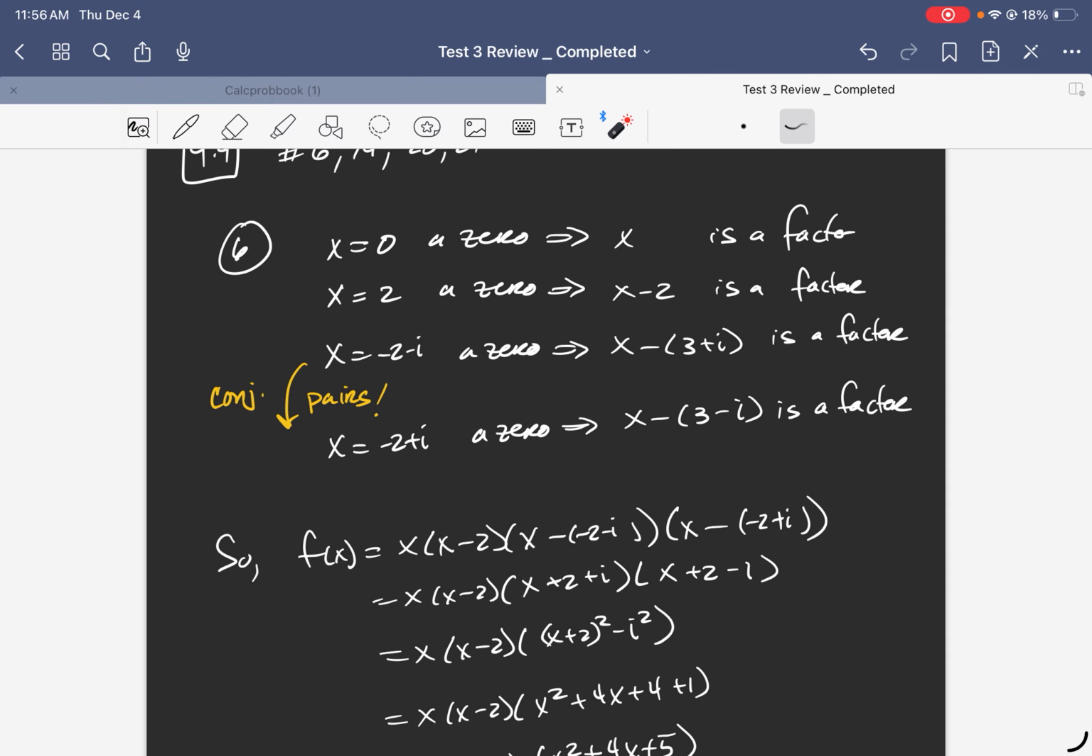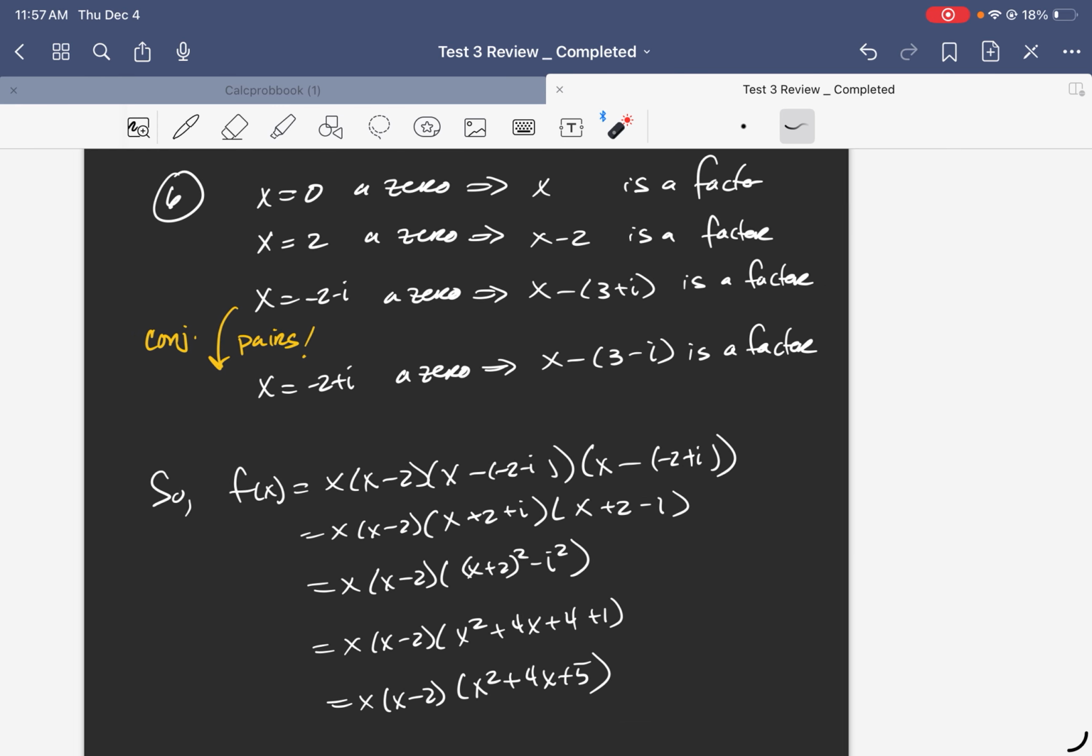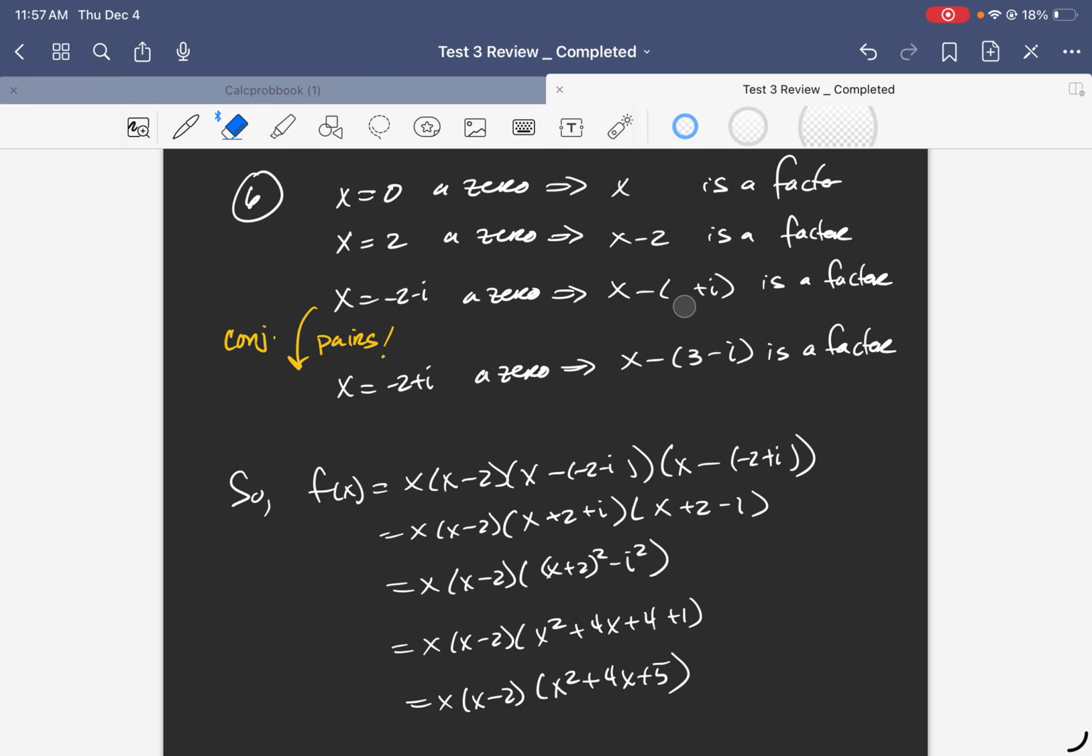For 4, the thing here is, if negative 2 minus i is a 0, then because they come in conjugate pairs, negative 2 plus i must also be a 0. So if this is a 0, this is a factor. If this is a 0, x minus 2 is a factor. If this is a 0, is that 3 or 2? Oh, these should be 2s. Let me go back in here and fix this. So these should be 2s. So I'll upload that in a second.